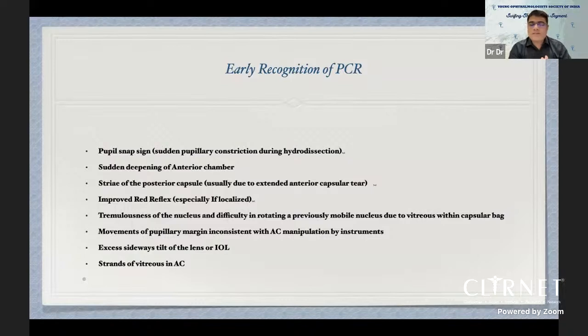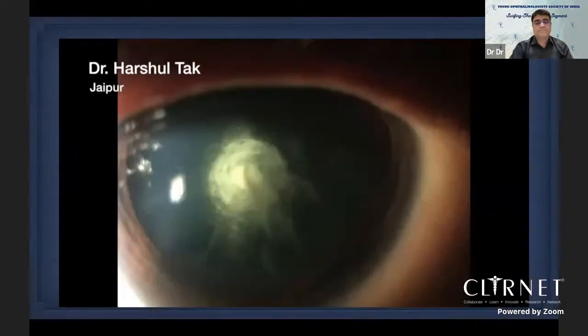You can also see pupillary margin movements which are inconsistent with the AC manipulation by instruments. So this is a subtle sign. If you are doing something at the side port, but you see that the pupil is peaking, it means there is a vitreous strand which is causing that movement of the pupillary margin. Or you may see, of course, strands of vitreous.